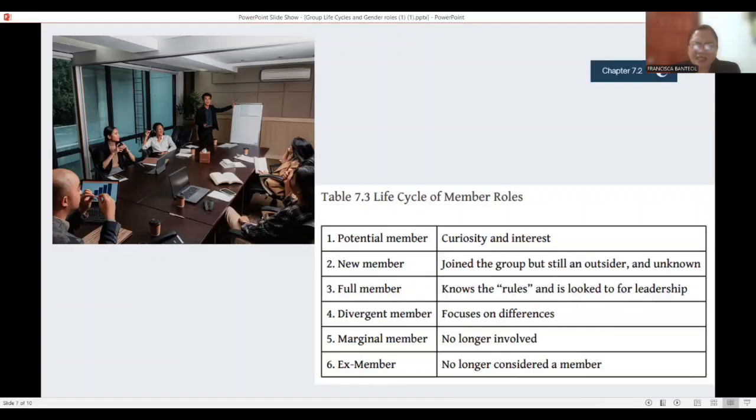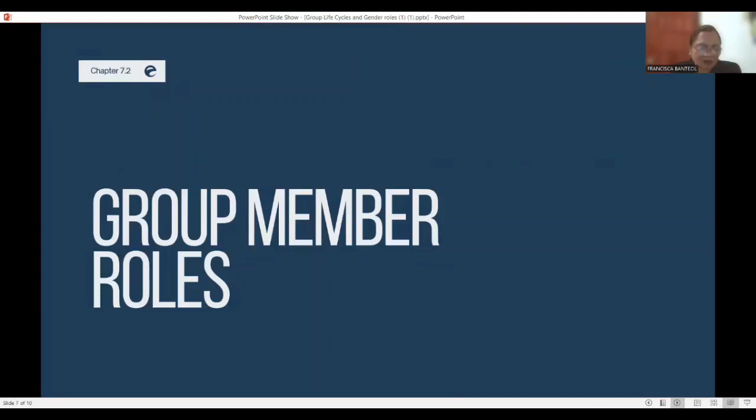Next is the marginal member. This is no longer involved. And the last is the ex-member. So no longer considered a member, and they look outside the group for the fulfillment of their personal needs. After identifying the different life cycle stages, we'll go now to the group roles.